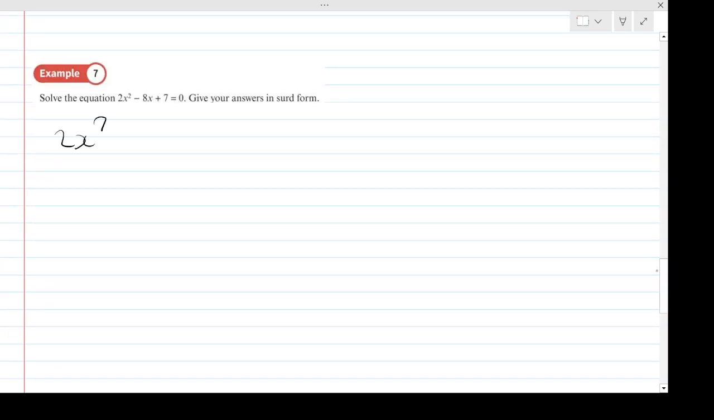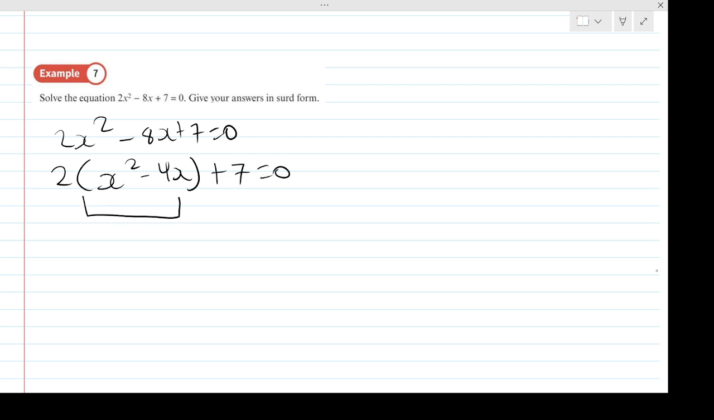This time we need to solve the equation 2x squared minus 8x plus 7 is 0. Exactly the same process. Let's complete the square firstly. I notice I have 2 in front of the x squared, so I want to factor it out. So I'm going to have 2 lots of x squared minus 4x, and then have the 7 outside because I'm only dealing with the x part. I'm going to complete the square on the x parts, and then I can add the 7 on at the end. Okay, so that's what I'm going to do.